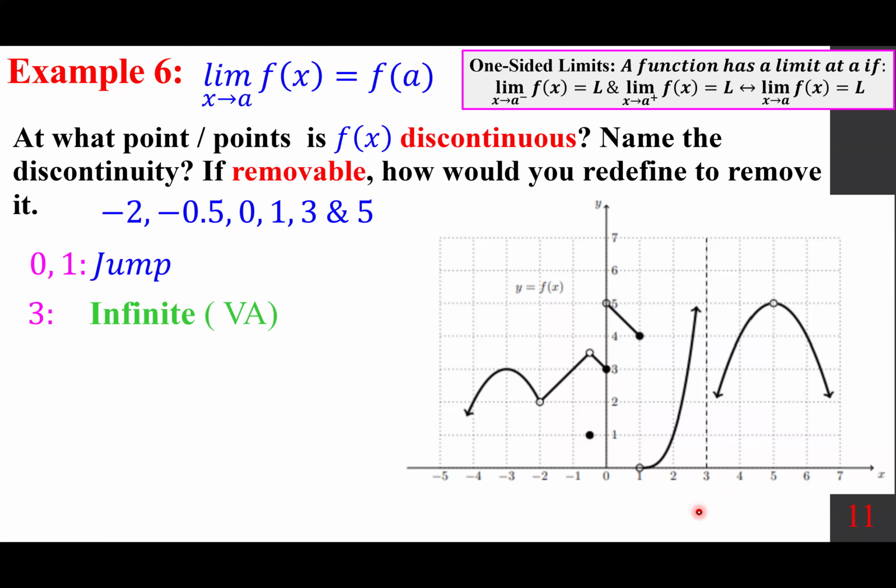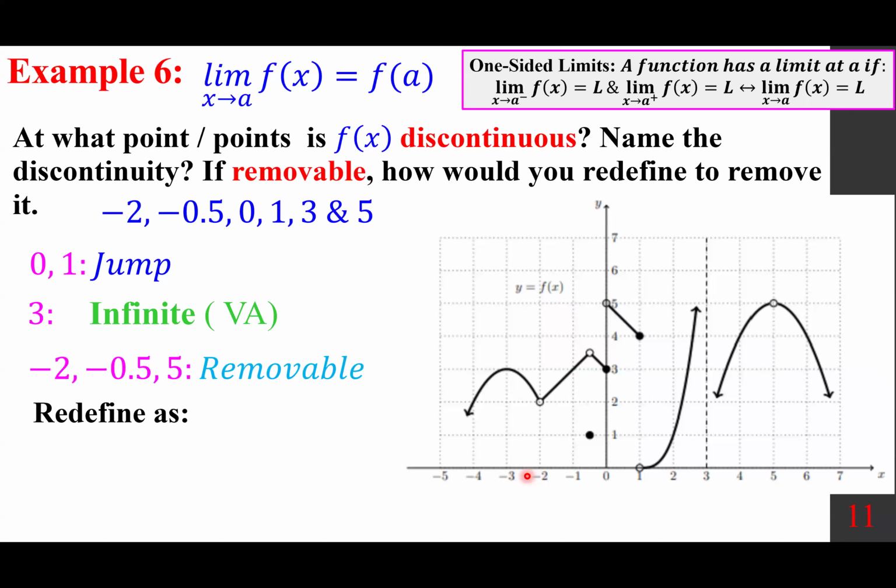Then the rest of them, negative 2, negative 0.5, and 5, they are all removable. So if they're removable, how do we fix them? The removable ones can be fixed by redefining them. So the question is, how do you redefine them? Let's start from the left to right, and let's look at negative 2.